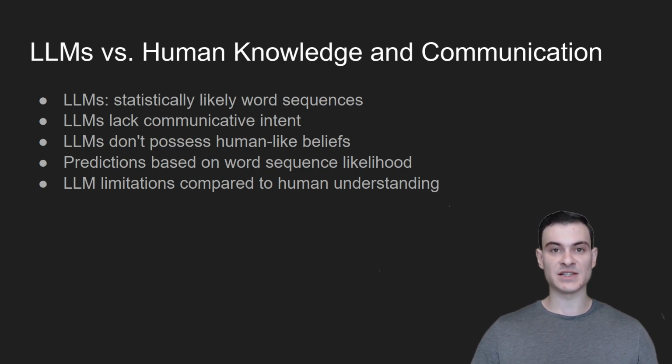Now let's compare LLMs with humans in terms of communication and understanding. Unlike humans, a simple LLM-based system has no communicative intent. It doesn't know or understand that it's interacting with a person, or that its responses impact a person's beliefs. Furthermore, LLMs don't possess beliefs in the way that humans do. For instance, an LLM may generate a response, but its prediction simply reflects the likelihood of word sequences.